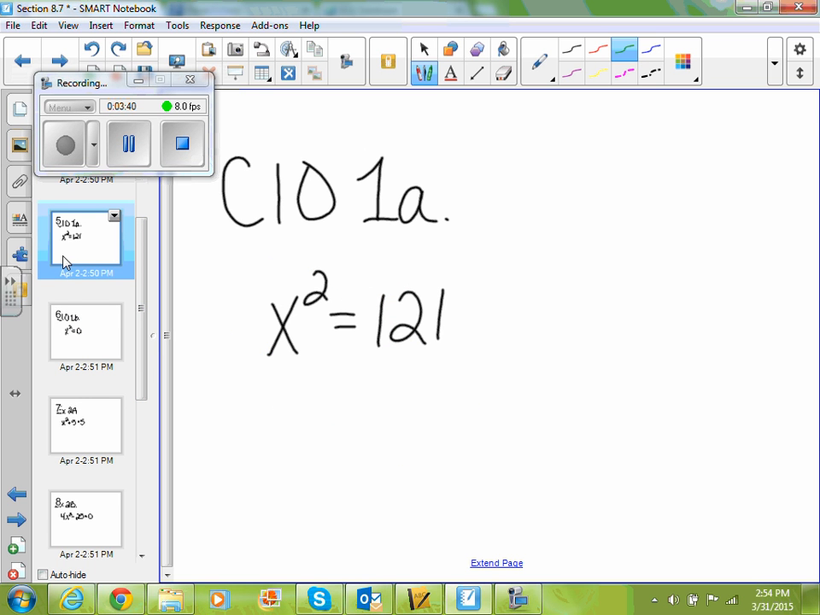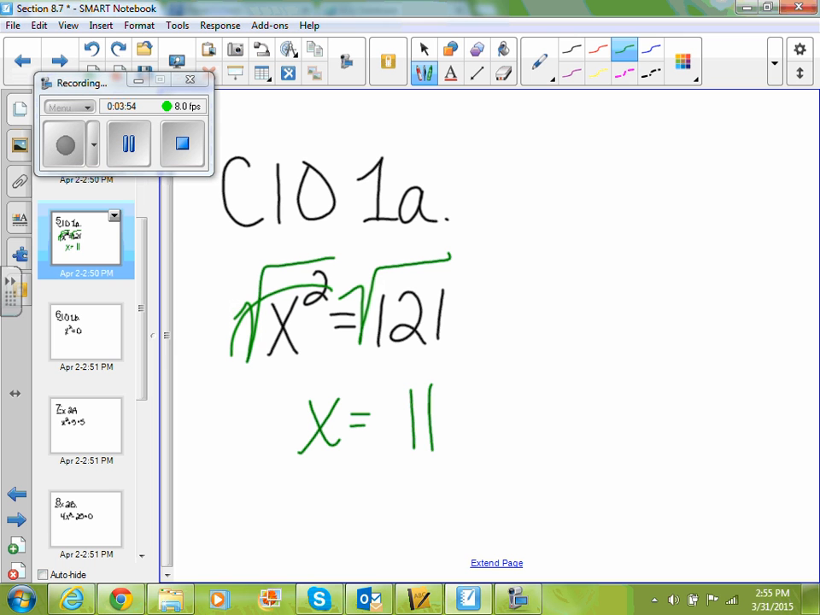Okay, so let's look at one or two more. Alright, so x squared equals 121. How do I get rid of the squared? Take the square root. What's the square root of 121? 11. What goes in front of that 11? Positive or negative? Very good. Your plus minus symbol.